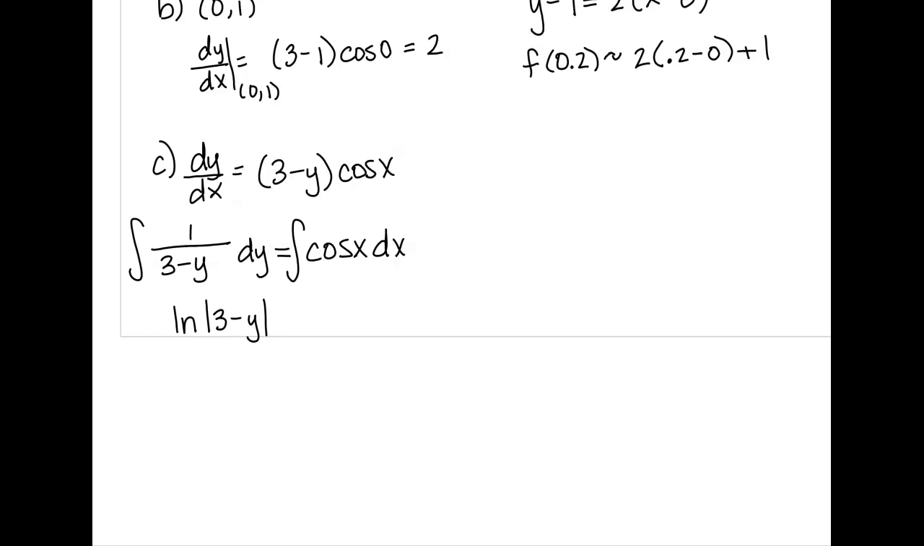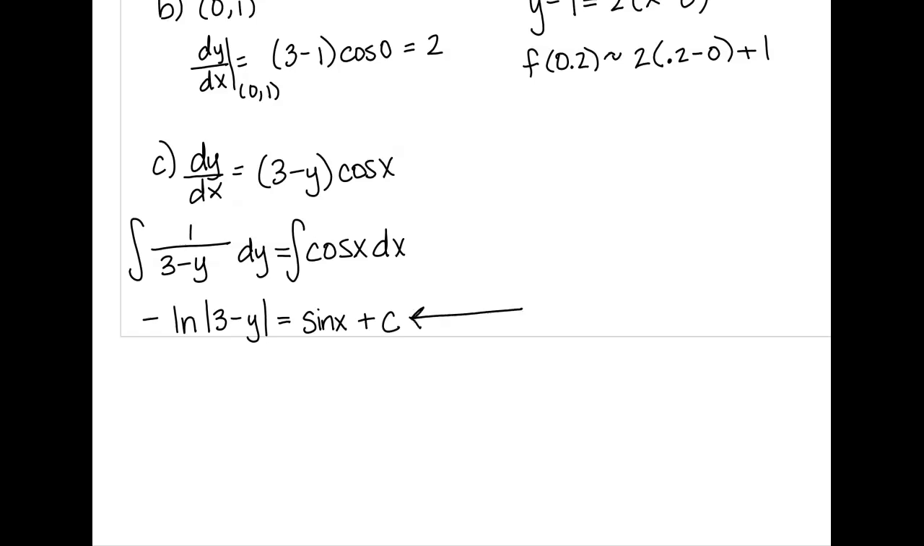What else does it need? A minus sign. You're so smart. Why? Because the derivative of natural log of 3 minus y is 1 over blop times the derivative of negative 1. So I need that minus sign to cancel. What's the antiderivative of cosine? Sine. Good. Plus c. Don't forget plus c.